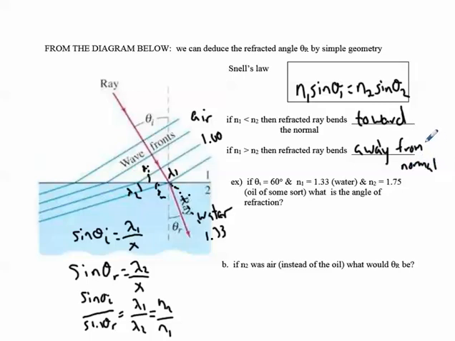The rest of the problems are really just variations of using Snell's law, or looking at various refracted rays and understanding what the relative index of refraction is based on whether it bends away from or toward the normal.